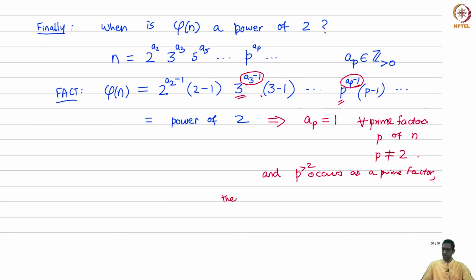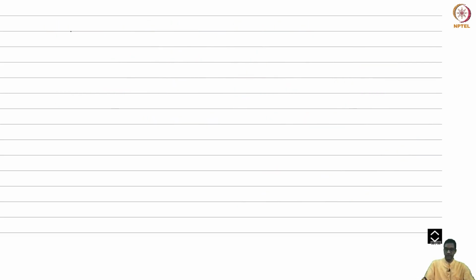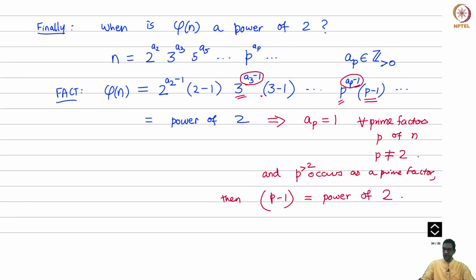then what more do you want? You also want P minus 1 to be a power of 2. This should be a power of 2, because that's the other term which occurs in the formula for phi n. So that's already very, very restrictive. So what does this mean? We have concluded, and observe, this is if and only if. If these conditions all hold, then definitely phi n is a power of 2, because we have taken care of both the kinds of terms which can appear.